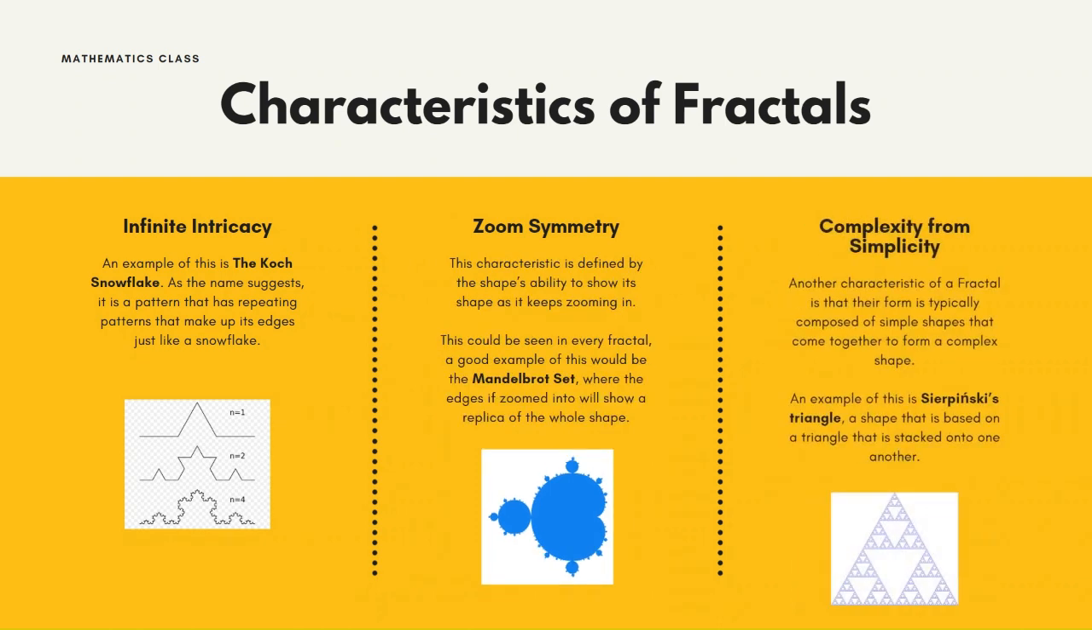Finally, we have complexity from simplicity. Another characteristic of a fractal is that its form is typically composed of simple shapes that come together to form a very complex shape. An example of this is Sierpinski's triangle, a shape that is based on triangles stacked onto one another. How it is made is by placing a triangle on each corner of the triangle, then adding the same three triangles onto the corners of the original set of triangles.